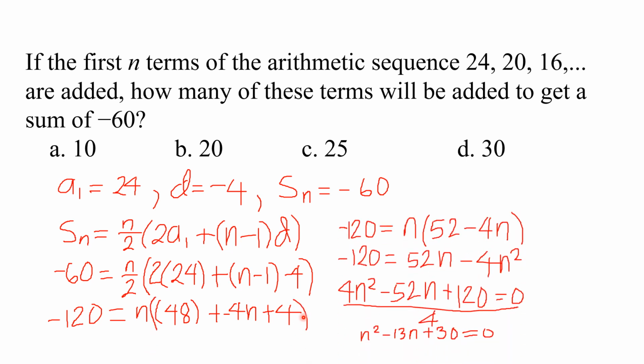Simplifying it further, we have negative 120 is equivalent to n multiplied by 52, did we get 52? That is 48 plus 4, and then we have negative 4n. Then equating to 0, using the addition property of equality, we are going to move negative 120 to the right, and the same is true with 52n, we move it to the right of the equal sign.